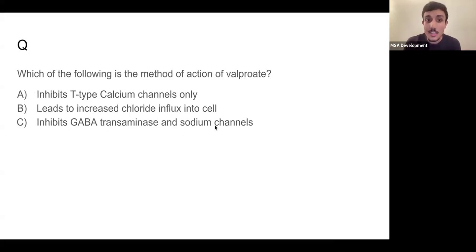Inhibits GABA transaminase and sodium channels. What is GABA transaminase? It is the enzyme that breaks down GABA. So if you inhibit the enzyme, you're going to have more GABA. GABA is inhibitory. It leads to chloride influx. So that's why you want to do that, okay?